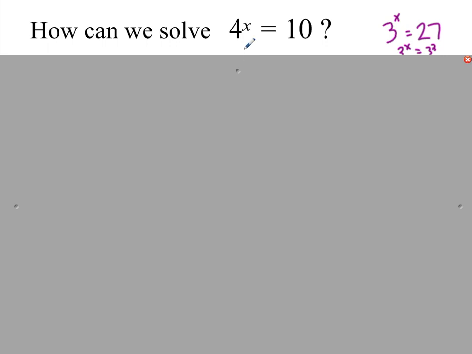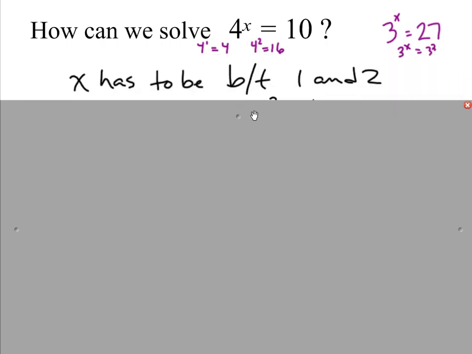So I guess I could approximate. I know my powers of 4. 4 to the 1 is 4. Write that down. 4 to the 1, first power, is 4. 4 squared is 16. So to get a 10 out of a power of 4, it's got to be somewhere in between a 1 and a 2. Can we agree on that? It's got to be somewhere between 1 and 2.